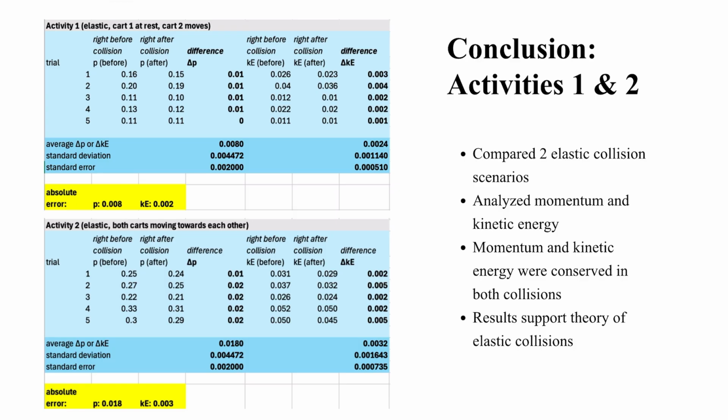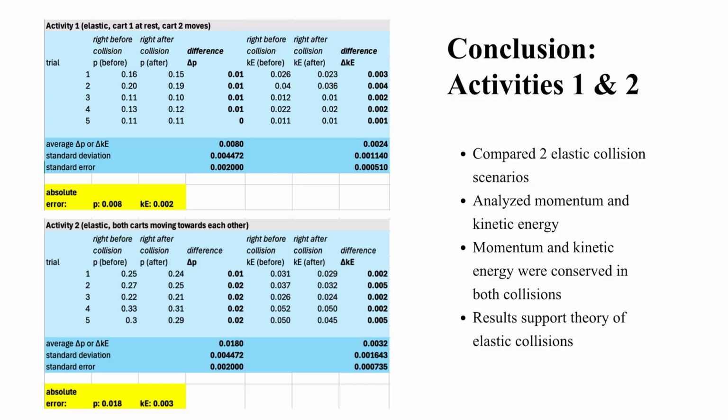As you can see, our standard deviation and standard error values for this activity are very small, demonstrating the consistency between trials and reliability of our results. In activity 2, where both carts were moving toward each other, the average difference in momentum was 0.018 kilogram meters per second, and the average difference in kinetic energy was about 0.003 joules. Our standard deviation and standard error values are very small for this activity as well, demonstrating the consistency between trials and reliability of our results.